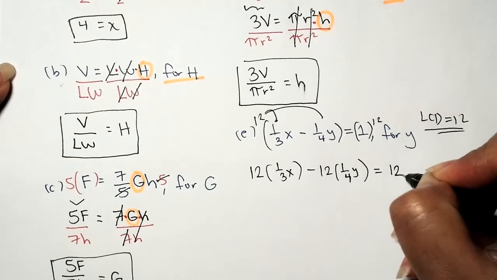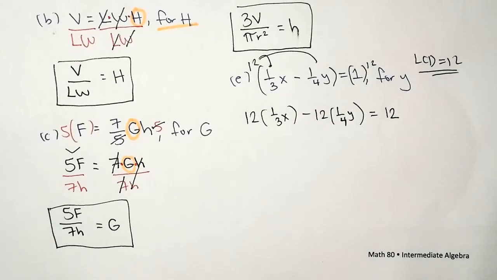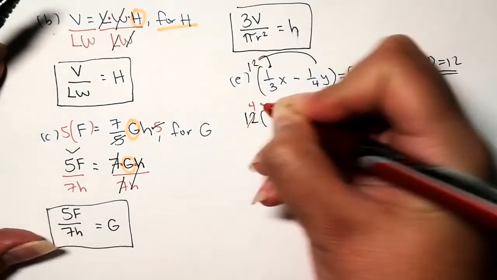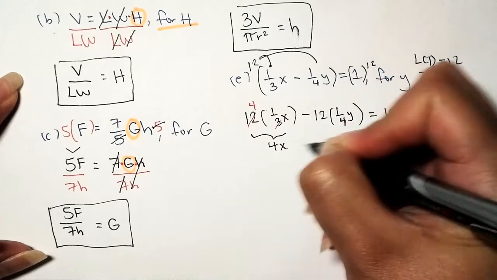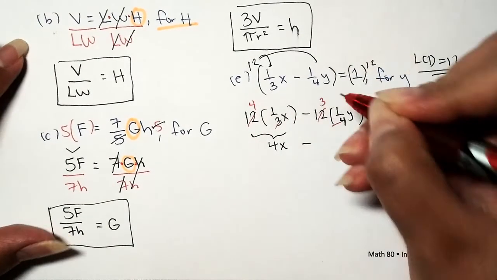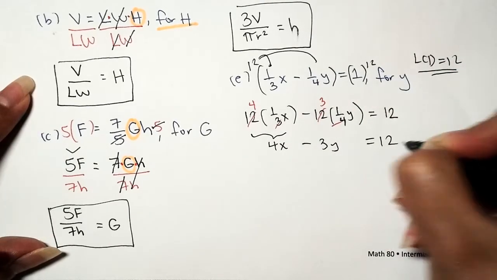I don't want to sound like an overachiever, but I could do that in my head. So on the left side, let's simplify those products and take it away. 3 goes into 12 4 times, and that will leave us with 4x minus 4 goes into 12 3 times, and that will leave us with 3y equals 12.